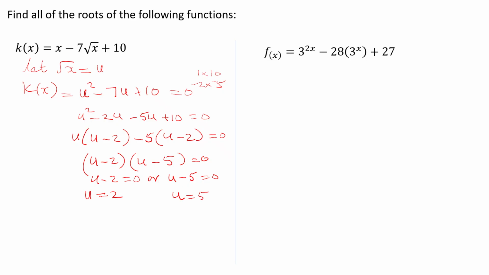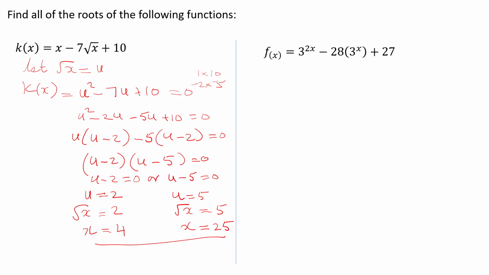So then substitute here, u is root x. So root x equals 2. How to find x? You need to square it. So x equals 4. Here root x equals 5. So x equals 25. So this is the answer.